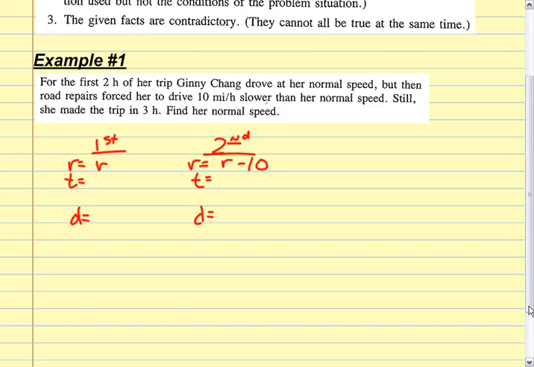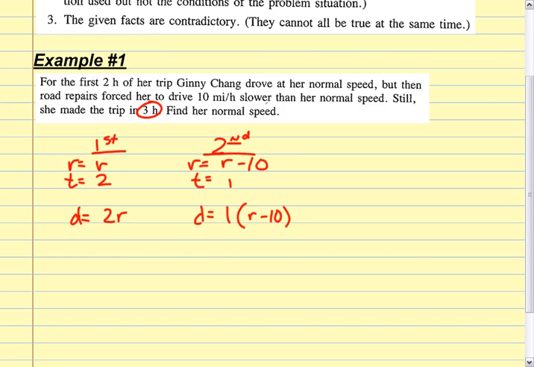Grace, what was the time of the first part of her trip? 2 hours. What was the amount of time for the second part of her trip? Well, it doesn't say it outright, but you can figure it out, because it says that she made the trip in 3 hours. So it's 1 hour. Okay? So when I multiply, because distance equals rate times time, I'm going to get 2R and then 1 times (R minus 10).